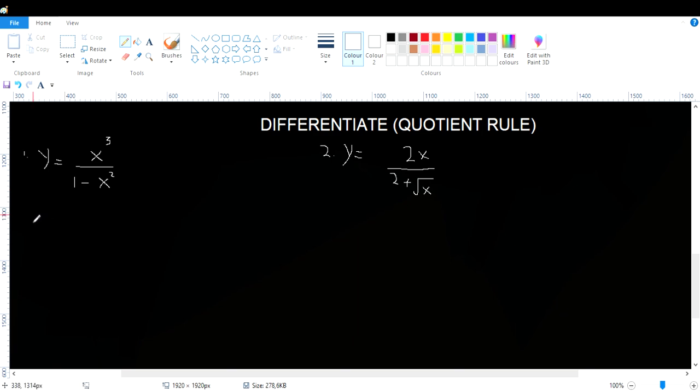So here I'm just going to apply the quotient rule. The first step here, I'm going to take this function, one minus x squared, then close the bracket, then square. I'm going to square this function, then after I'm going to derive this one.